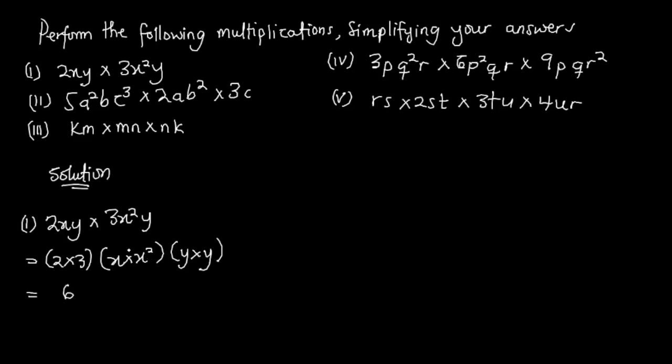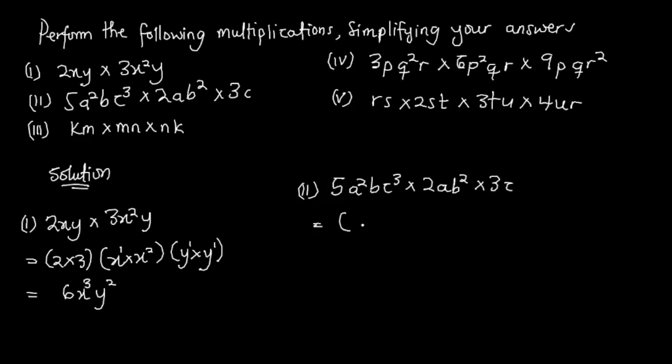x multiplied by x squared: this has a power of 1, so I add the powers, so it becomes x power 3. Then y power 1 becomes power 2. So my final answer is 6x cubed y squared. Alright, so the second example, I have 5a squared bc cubed multiplied by 2ab squared multiplied by 3c.